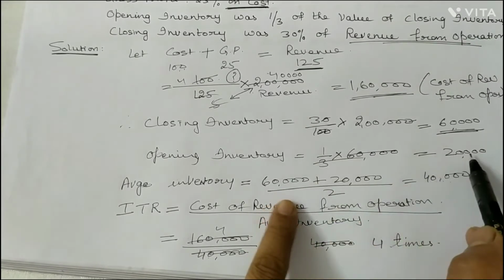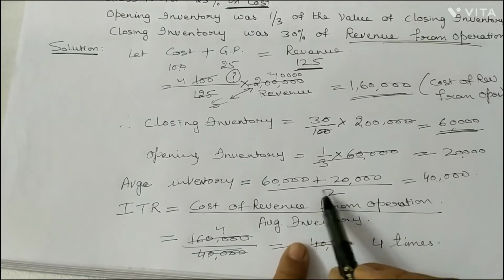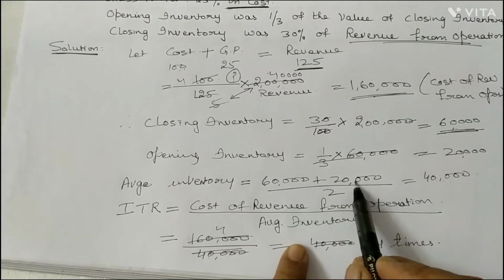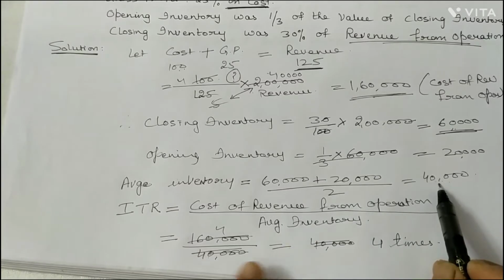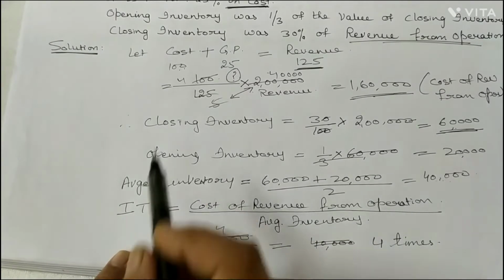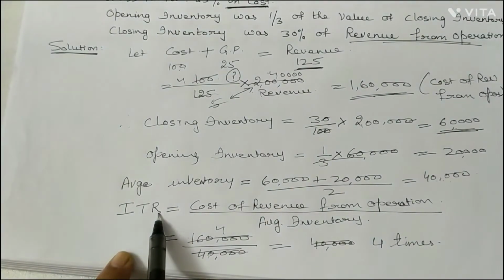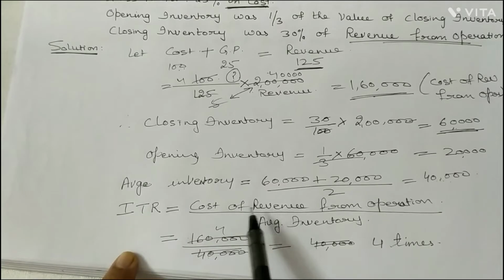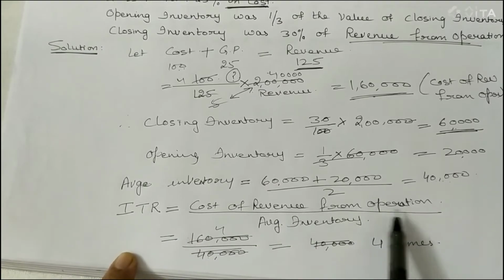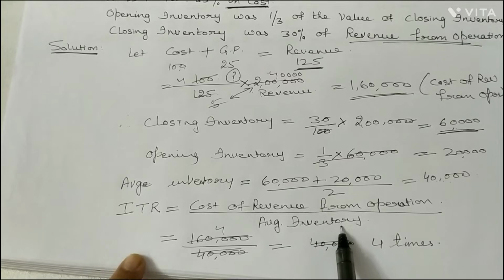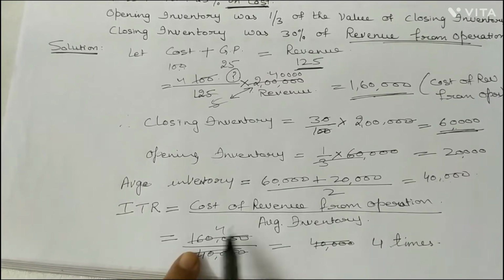Opening plus closing divided by 2 is equal to average inventory, 40,000. And you have to calculate in this question the inventory turnover ratio. The formula for calculating ITR is equal to cost of revenue from operation divided by average inventory. Cost is 1,60,000, just now I have calculated, divided by 40,000 average inventory, is equal to 4 times.